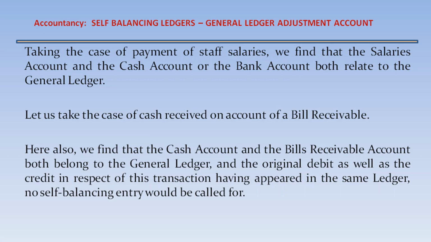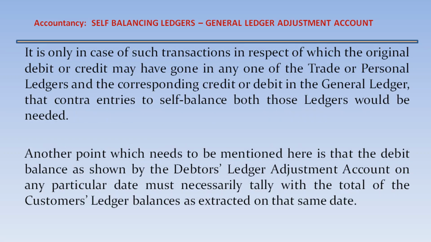Let us take the case of cash received on account of a bill receivable. Here also we find that the cash account and the bills receivable account both belong to the general ledger, and the original debit as well as the credit in respect of this transaction having appeared in the same ledger, no self-balancing entry would be called for. It is only in case of such transactions in respect of which the original debit and credit may have gone in any of the trade or personal ledgers and the corresponding credit or debit in the general ledger that contra entries to self-balance both those ledgers would be needed.